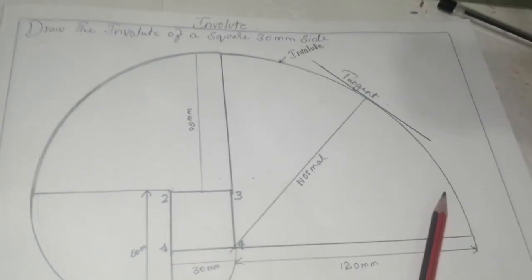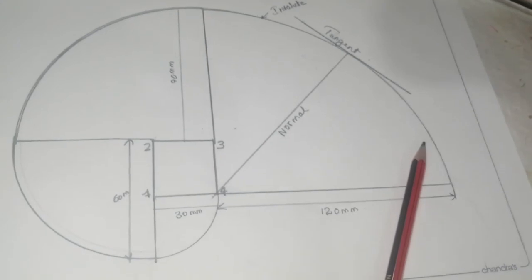See, the question has been given: draw the involute of a square of 30 mm. See, it's very easy and simple.